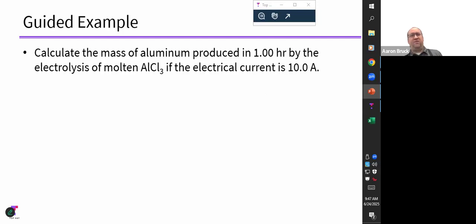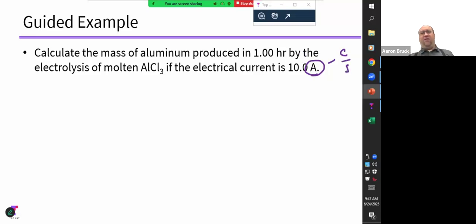Calculate the mass of aluminum produced in 1 hour by the electrolysis of molten aluminum chloride if the electrical current is 10 amps. So what we have to remember here, amps. Amps are coulombs per second. So if I look at this, my first logical step is I can see that I have a time here and a unit of current that has time in the denominator. I can probably figure out what to do with that.